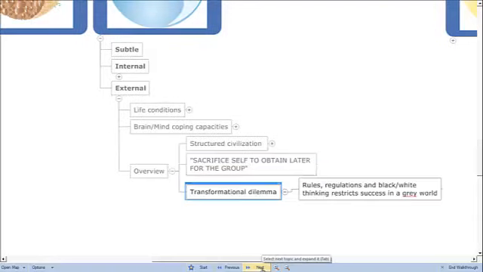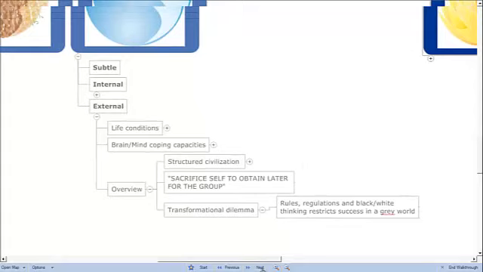And the transitional dilemma which occurs at the higher stages of Water External is that you realize, wait a minute, rules, regulations, and black and white thinking restricts my success in a gray world. So once you hit that transformational dilemma, you either stay at Water External or you move up to Fire Internal.